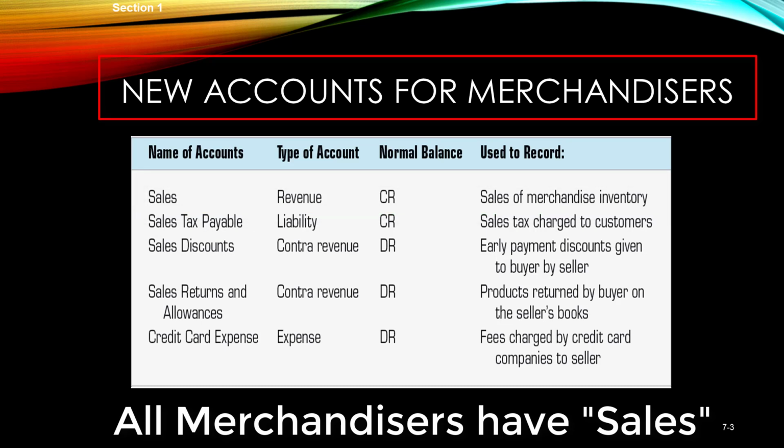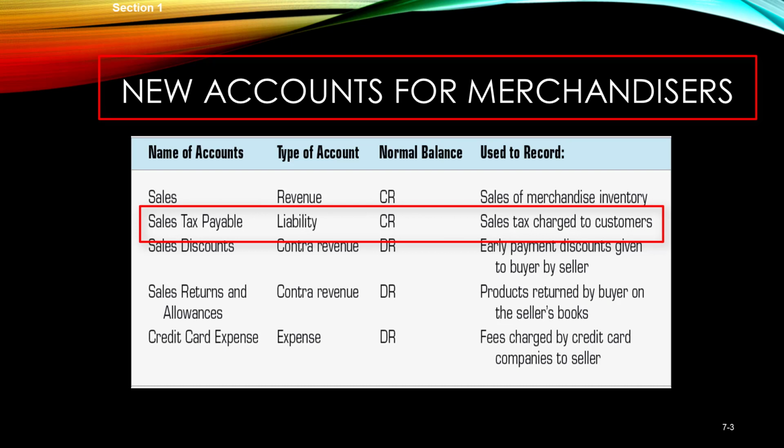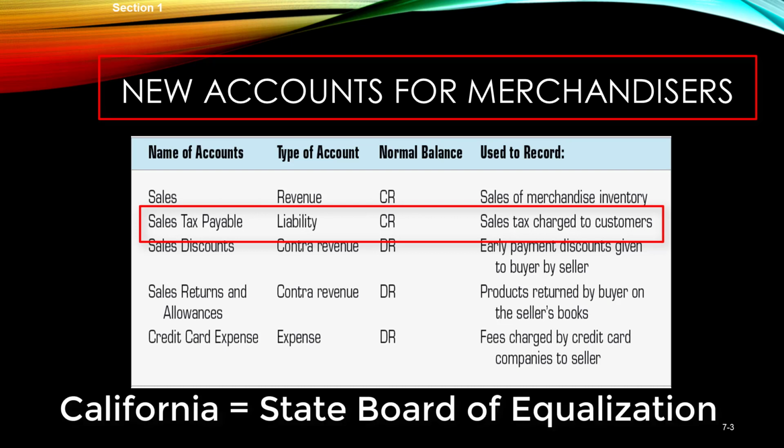The next account is sales tax payable. In some states, sales tax must be collected. California is one of those states. The companies don't get to keep the sales tax payable, but they collect it and remit it over to the proper taxing authority. Sales tax payable, like any other payable, is a liability whose normal balance is a credit, and like all other liabilities, it will be on the balance sheet.